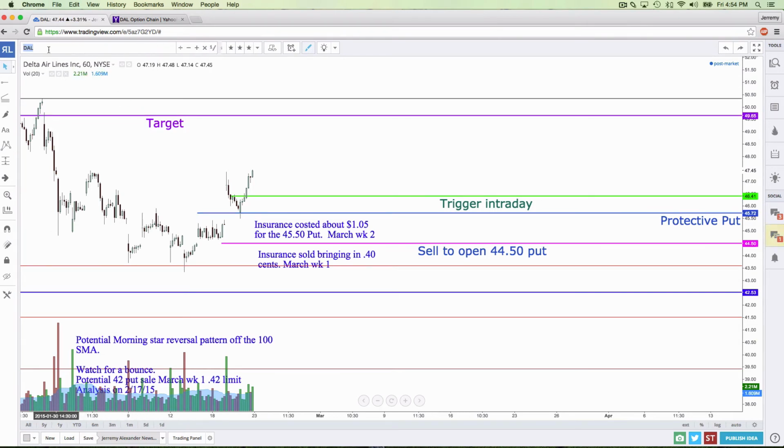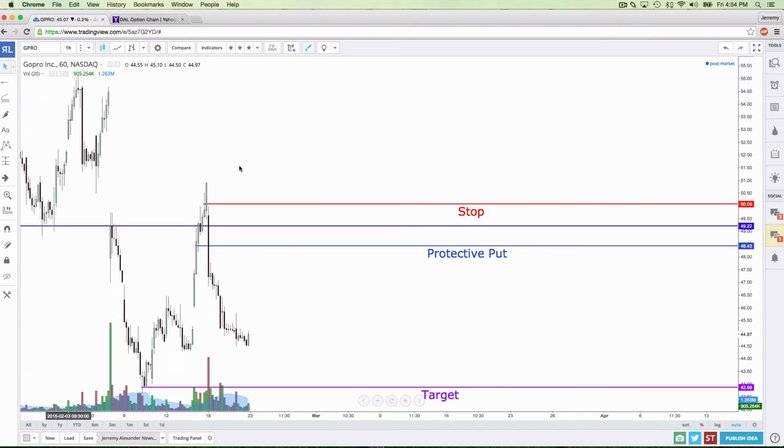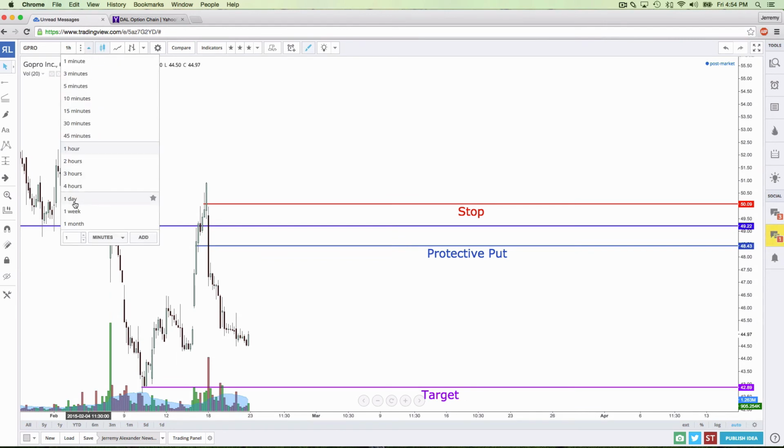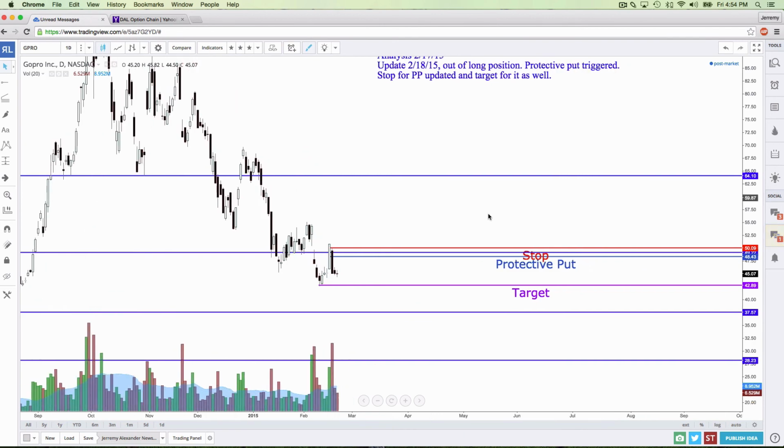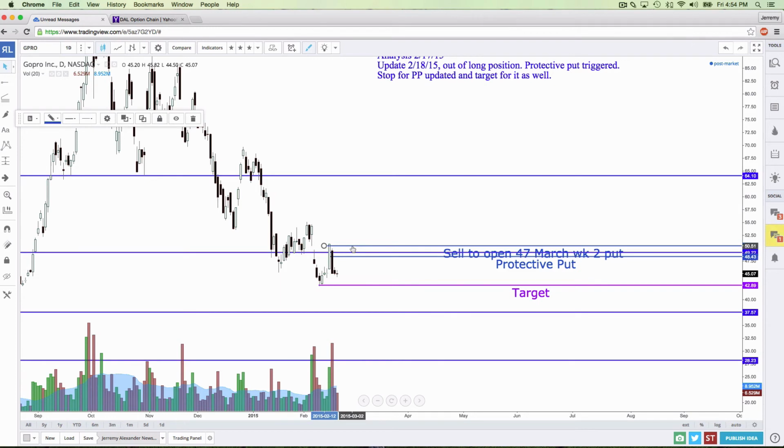Let me do one other example. Let me just do GoPro for a moment. GoPro was one that I actually got triggered into, and this happened. So GoPro, we had a bullish entry here. So I'm going to get the stop off for just a moment. I had a bullish entry here. So I'll go ahead and put this on the chart for you. Here's the bullish entry, above resistance, all that jazz.